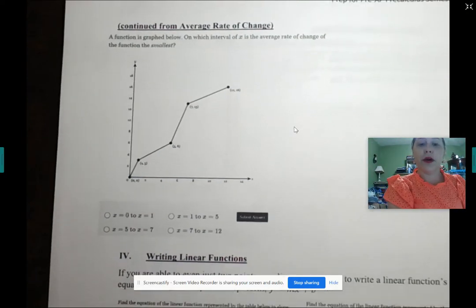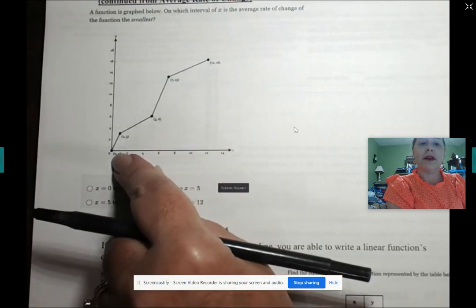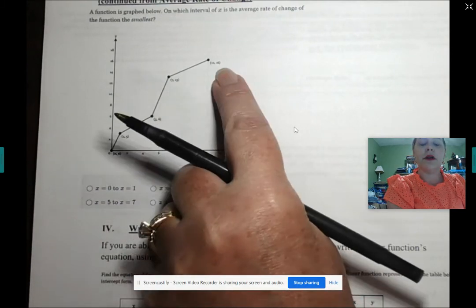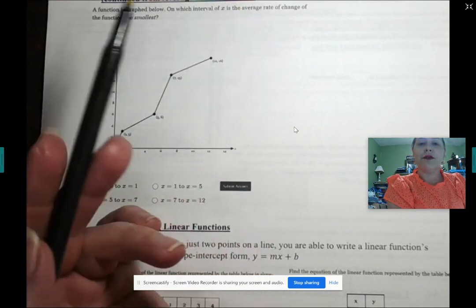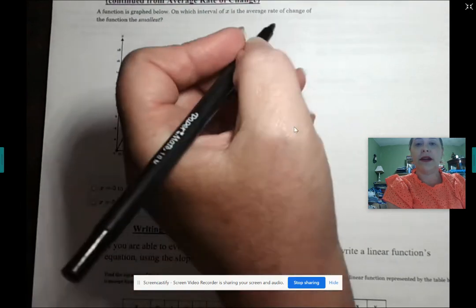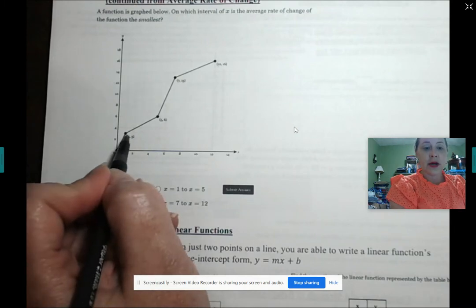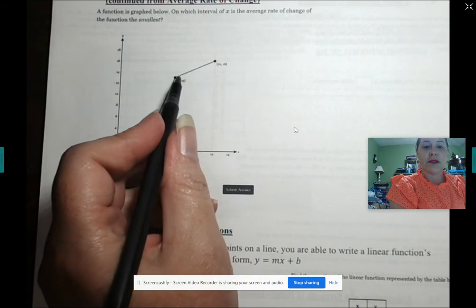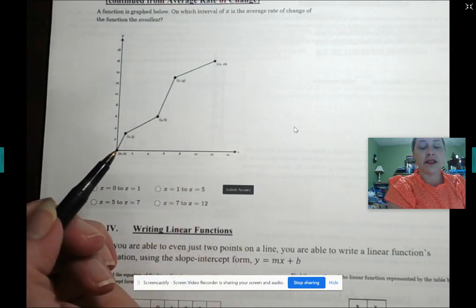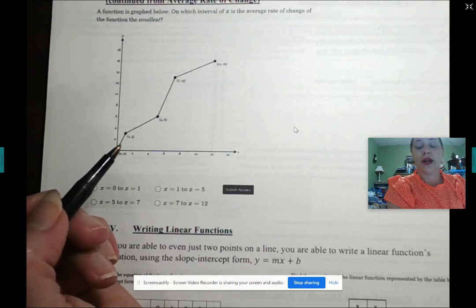Next thing we're going to look at is one more average rate of change. Can we compare rates of change? So if you look here, I've been given a piecewise function, and there's 4 distinct pieces here. We're looking for which interval of x is the average rate of change the smallest. So rate of change is a slope. So basically between which points, 0 and 1, 1 and 5, 5 and 7, or 7 to 12, which one of these has the smallest rate of change or the smallest slope? And it doesn't matter whether it's pointed positive or negative. It just matters how steep it is.